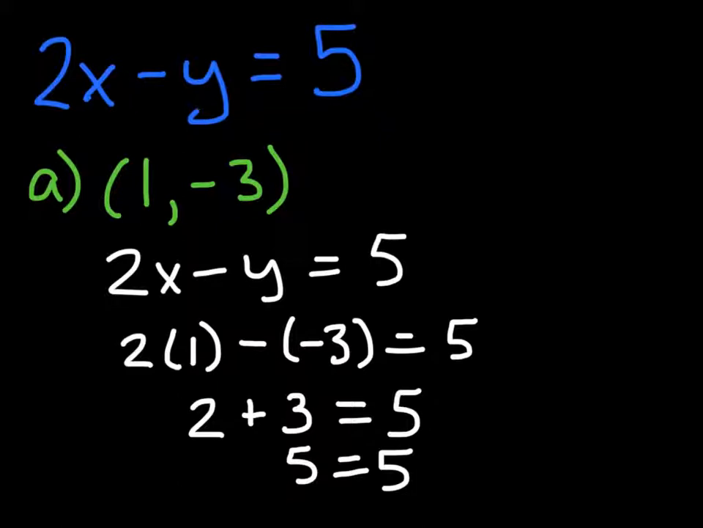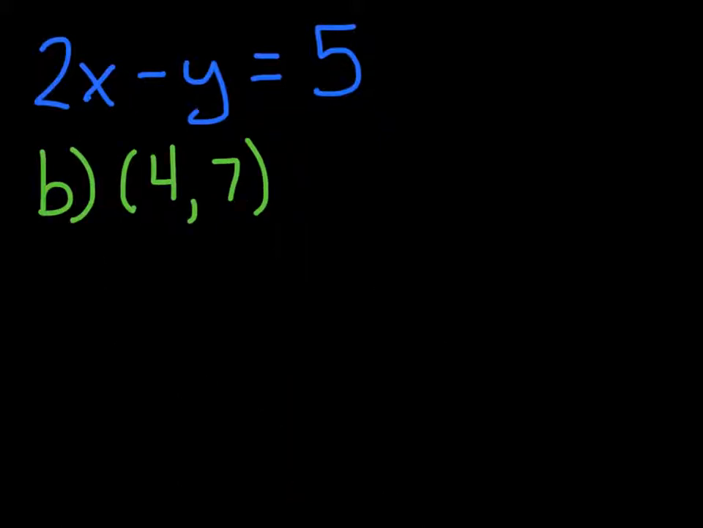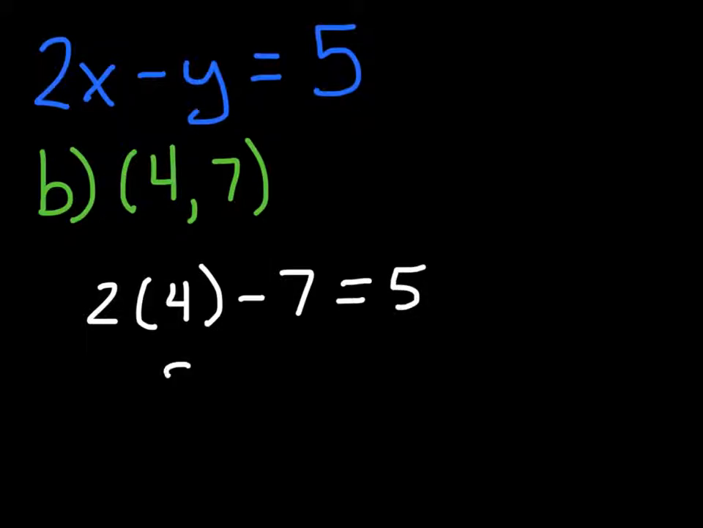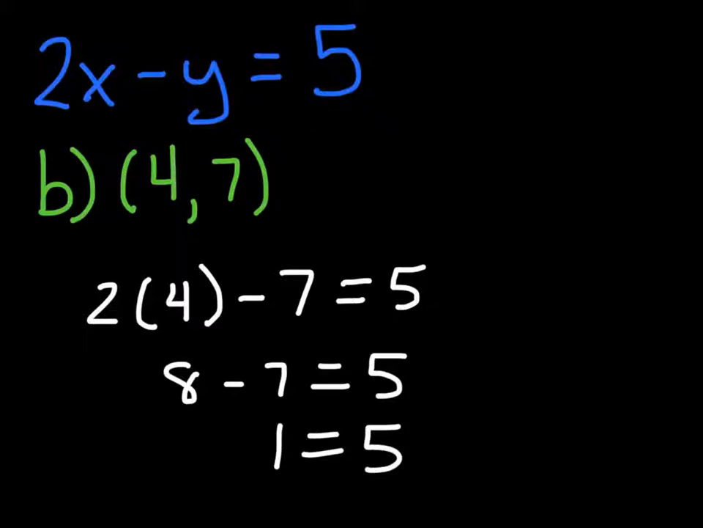Let's work another example. Is the ordered pair 4, 7 a solution for 2x minus y equals 5? Let's substitute in and find out. We'd have 2 times 4 minus 7 equals 5. 2 times 4 is 8, minus 7, 1 is not equal to 5. So 4, 7, as the ordered pair, is not a solution of 2x minus y equals 5.